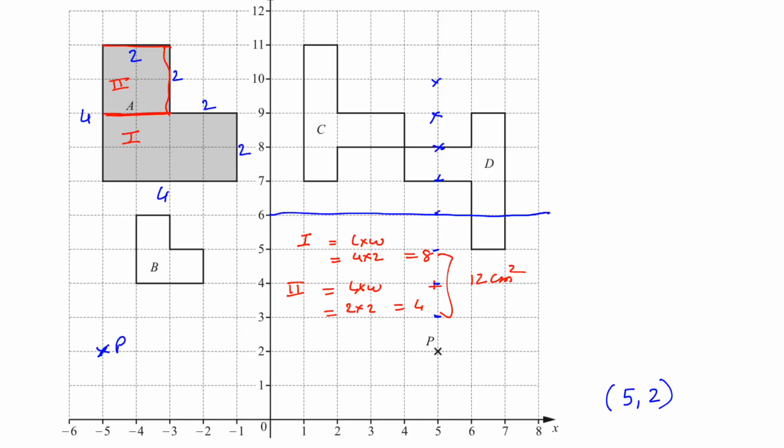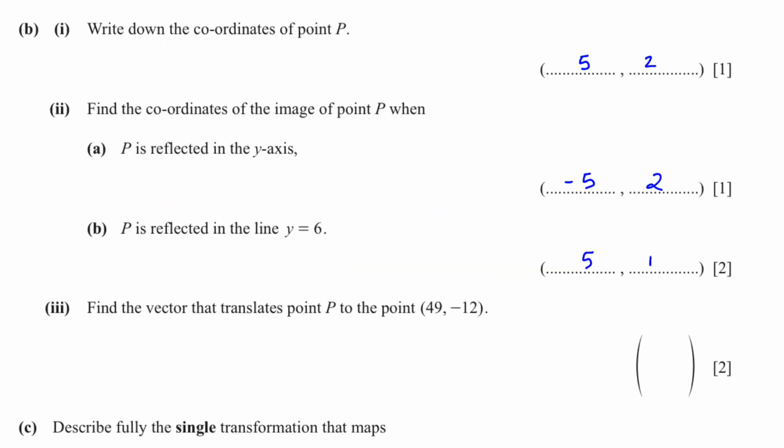This is going to be your reflected image of P, and y is equal to 6. And what is the coordinate? The coordinate is 5, 10. Your x remains the same and your y changes.